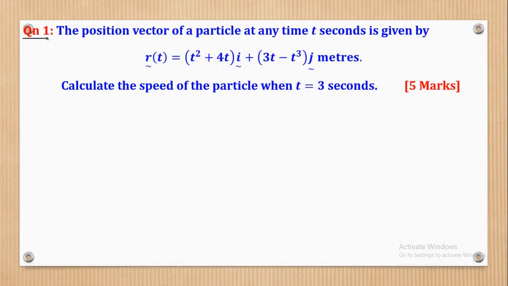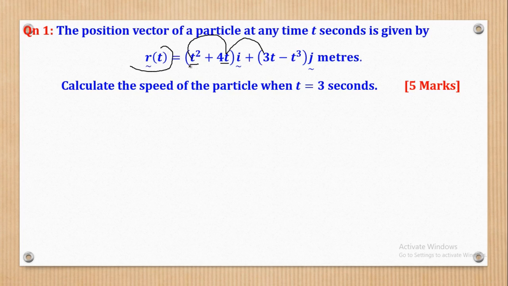So shall start with question 1. Question 1 says that the position vector of a particle at time t seconds is given by this expression. Calculate the speed of the particle when t is equal to 3. First of all, you should realize that this expression is variable because it is a function of t, meaning that as t changes, this position vector also changes. Because it is variable, it implies that we are going to use the method of calculus.